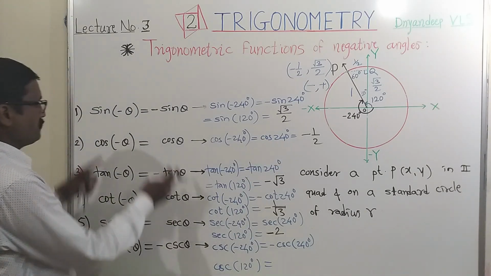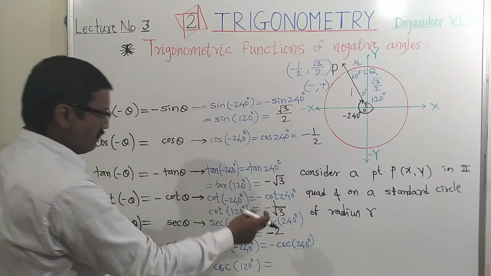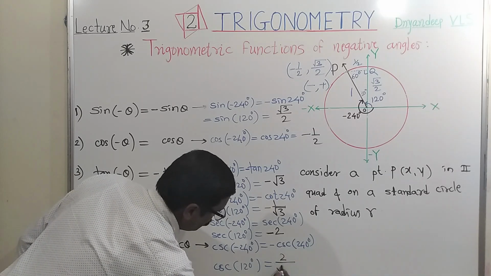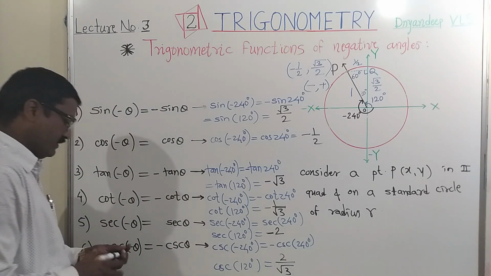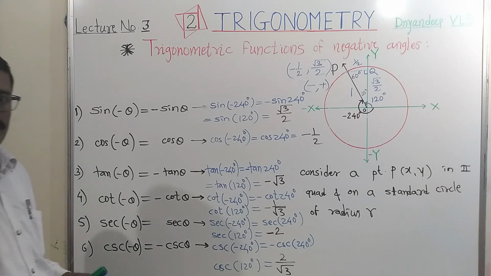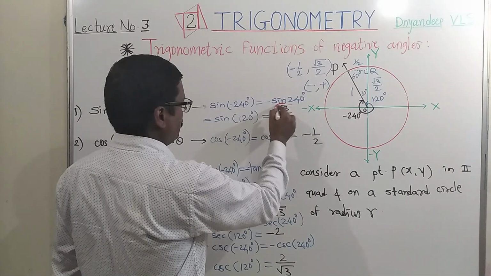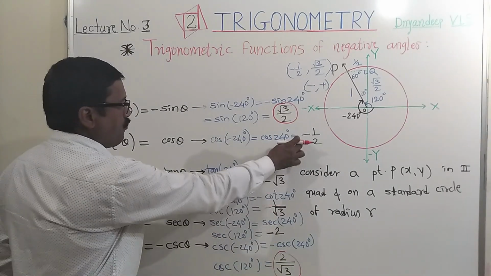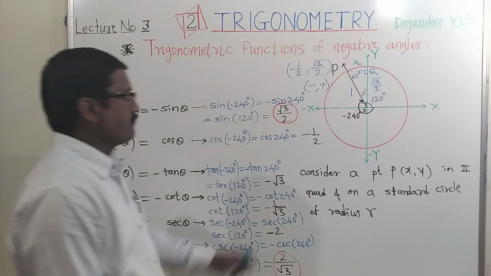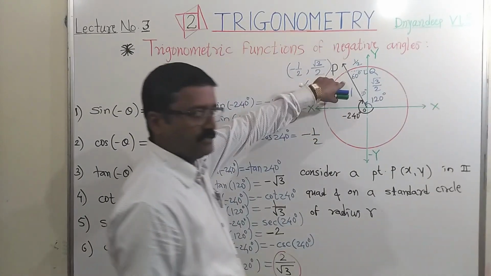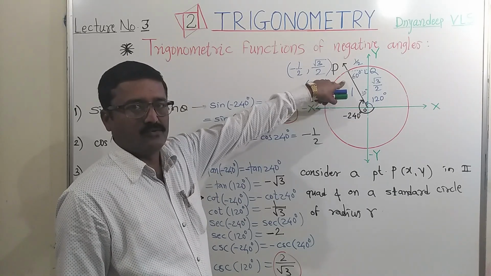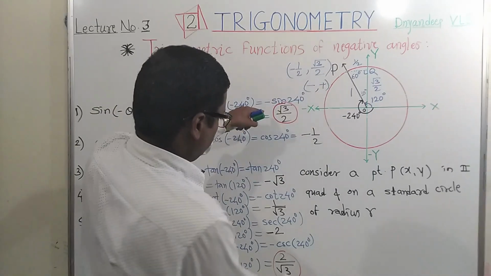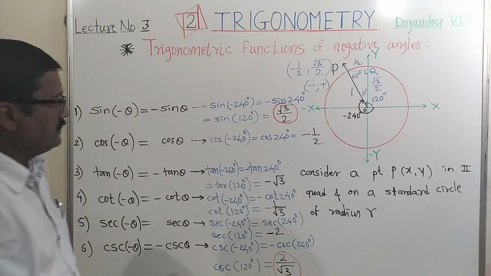Similarly, cosec is the reciprocal of sine. So from this value we can write the value of cosec minus 240. It is equal to 2 upon root 3. And in this case, only two trigonometric ratios are positive. Those are nothing but sine and cosec. Remaining are negative, negative, negative, negative. Because the point lies in the second quadrant, and in the second quadrant sine and cosec are positive. The remaining four trigonometric functions are negative. So these are positive, remaining are negative. So you can find these values.